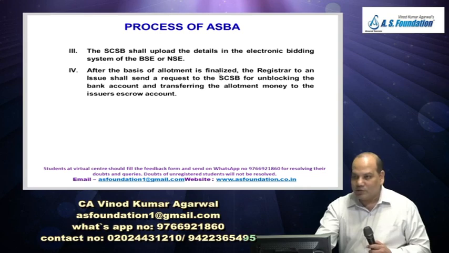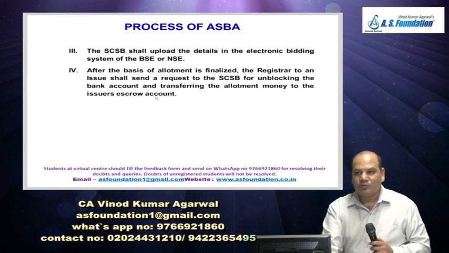Once your allotment is done, the registrar will send a request to SCSB for unblocking the bank account and transferring the allotment money to the issuer's escrow account. Means a separate bank account, only meant for collecting the allotment money under the issue. This money for that timing you can't use for any other purpose.